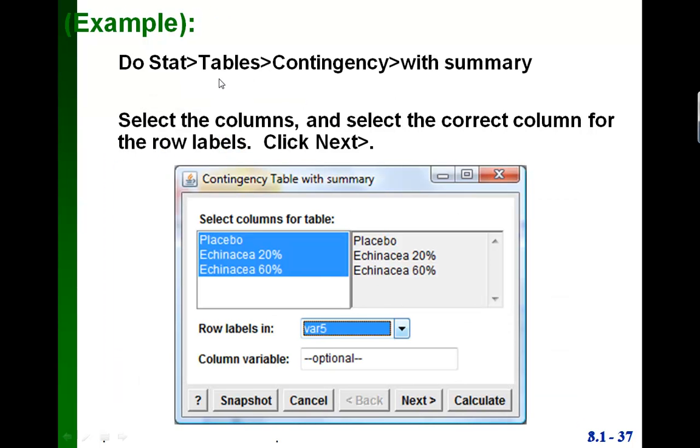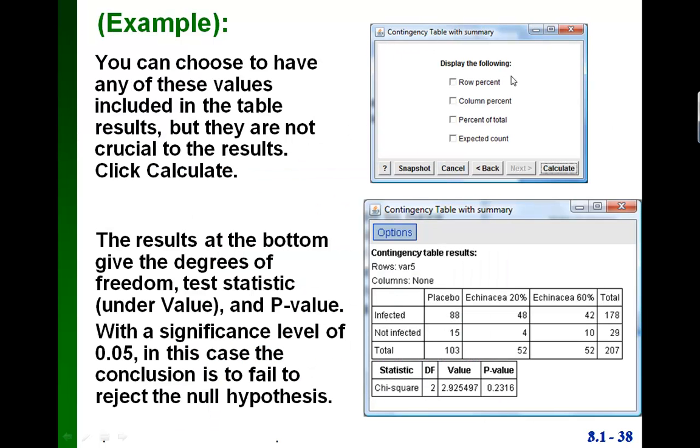Then what we do with this is we select Stat, Tables, Contingency, and with summary, since we're just using summary data. In other words, it's already in a table for us. And then we select what the columns are for our table. So we want the placebo, the echinacea 20%, and the echinacea 60%. Those are the columns. And then our row labels we put in that last column, which was just called variable 5. So once we do that, we can click on next, and you'll see a window that looks like this.